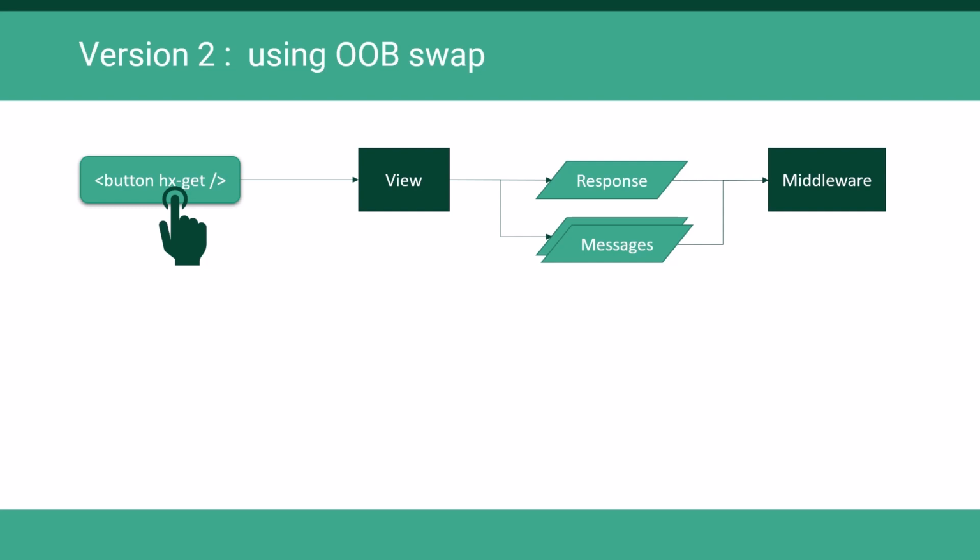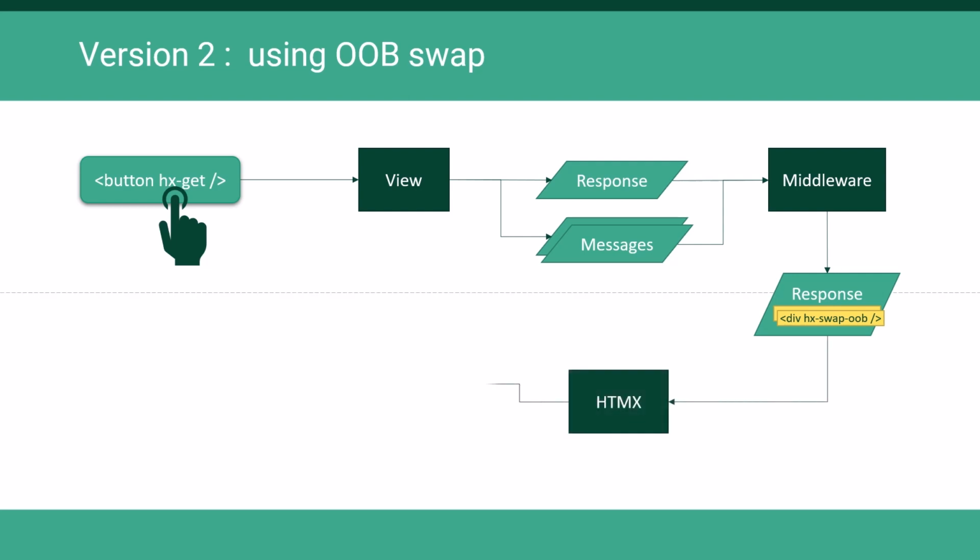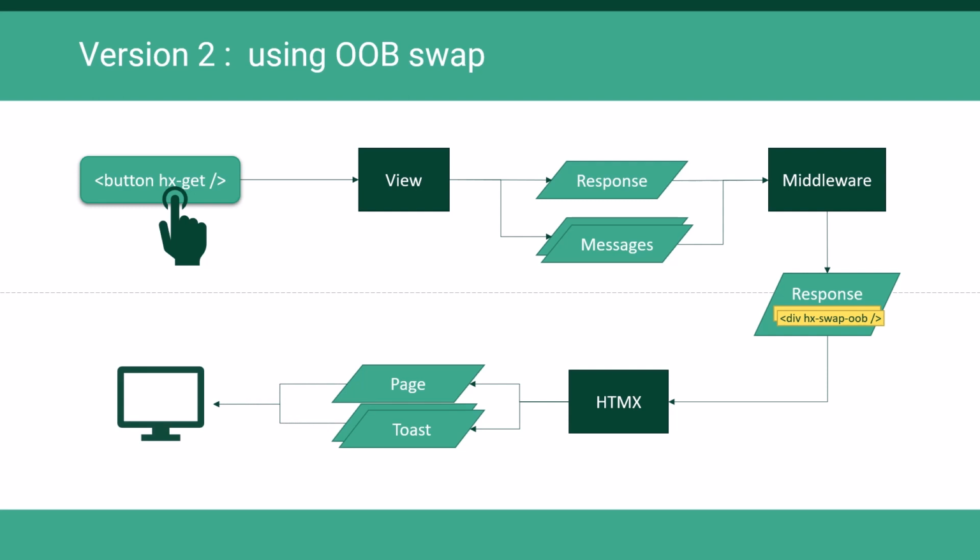Everything before the middleware stays the same. The middleware still pulls the messages, but instead of storing them in the HX-Trigger header, it appends the toast divs to the response body. The response goes over the wire and is received by HTMX. HTMX updates the page and injects the toast divs into the DOM. Finally, the browser displays the toasts along with the updated page. As you see, we don't need much JavaScript with this new version because we piggybacked the toasts to the page.